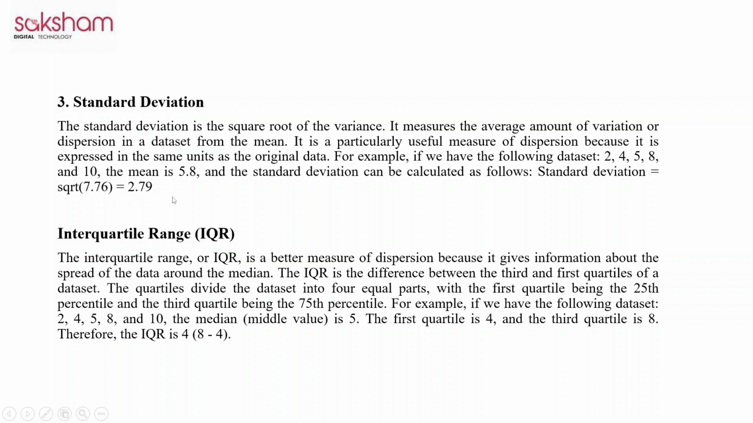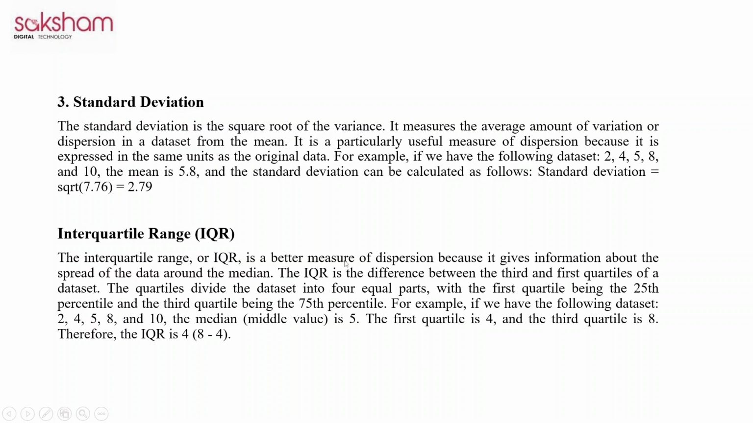In the next video, we will take an example, and in the video after that we will find it with Python practically. Next, the interquartile range, or IQR. So what is the interquartile range? It is a better measure of dispersion because it gives information about the spread of the data around the median. So it will give you the spread of data around the median.